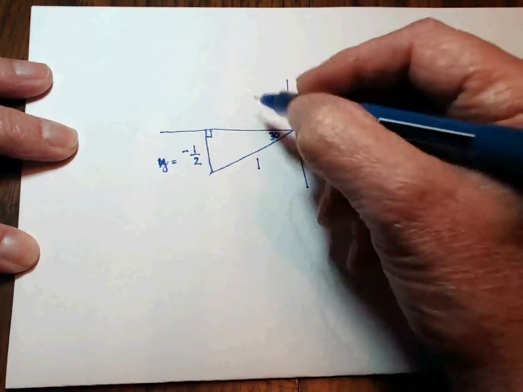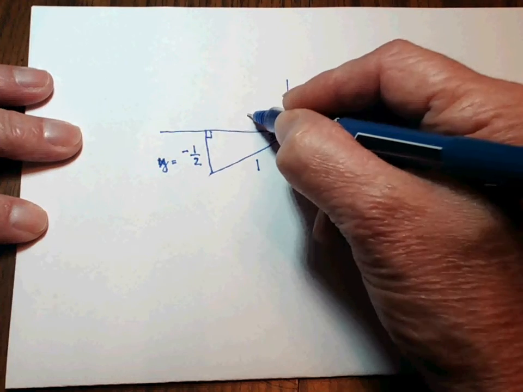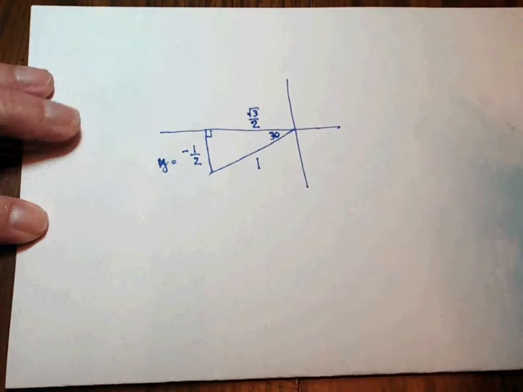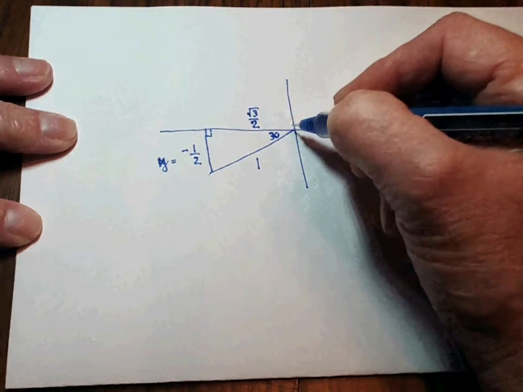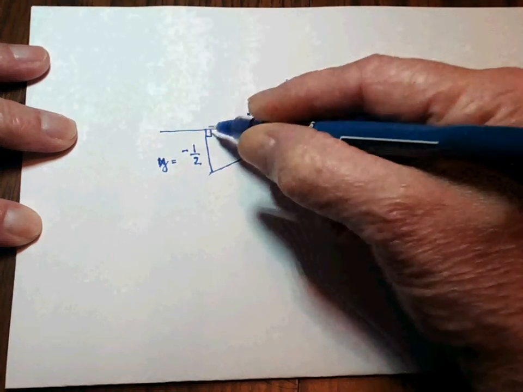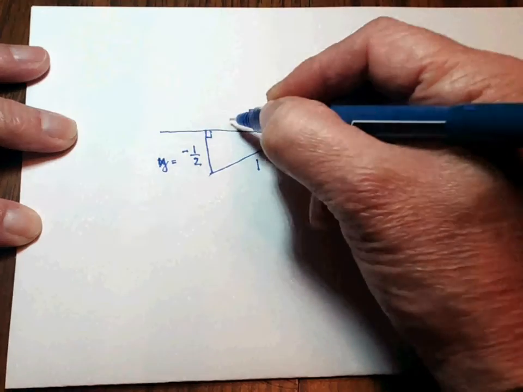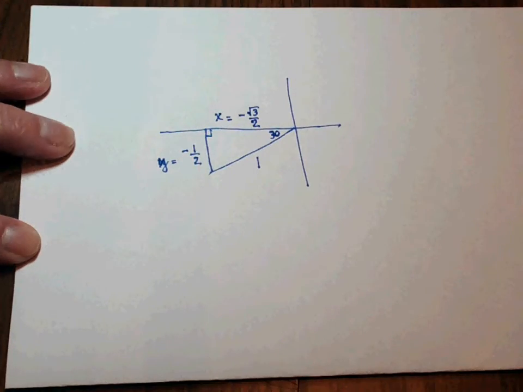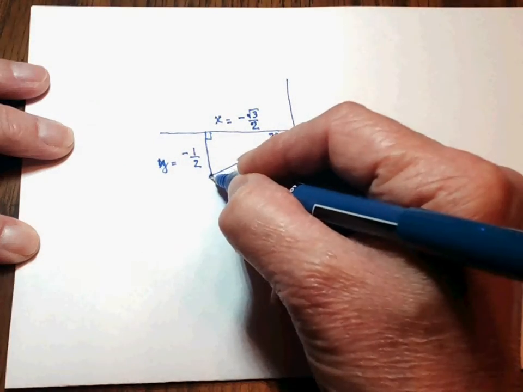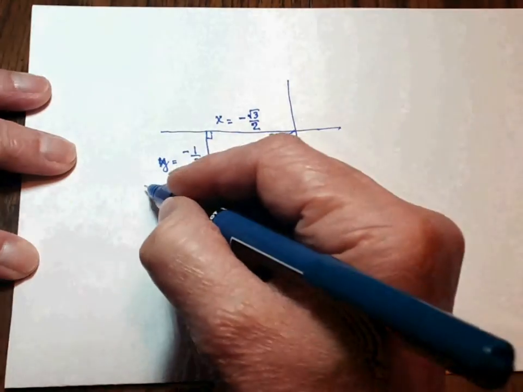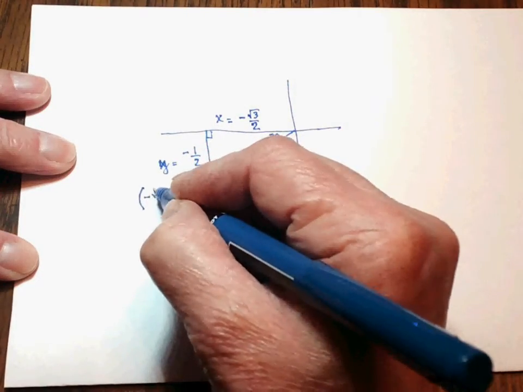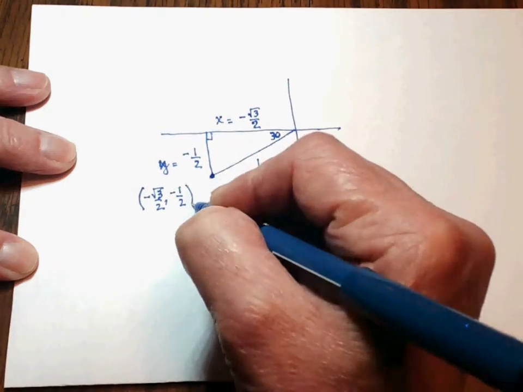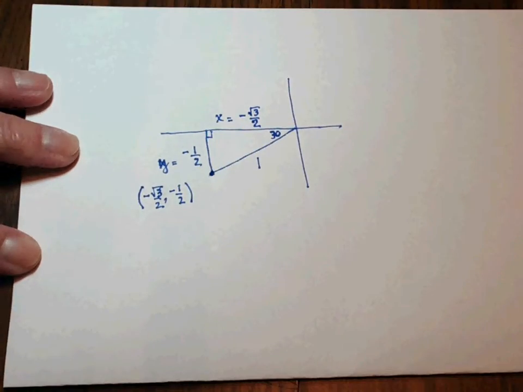The longer leg is still the square root of 3 times the shorter leg, so it's still the square root of 3 over 2, but we're moving in the negative direction, so x will be negative as well. We've now formed the numbers we need for that point right there, and they are an ordered pair, x comma y, just like you were graphing a point.